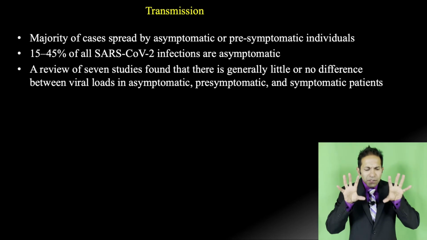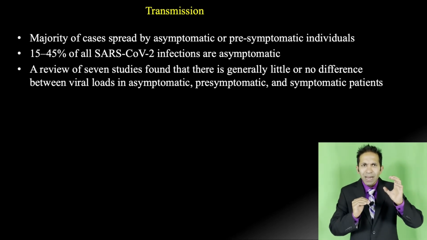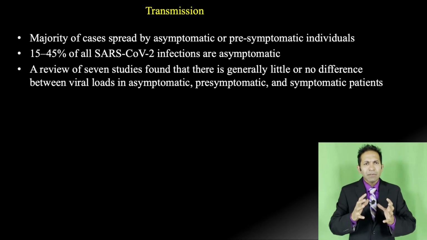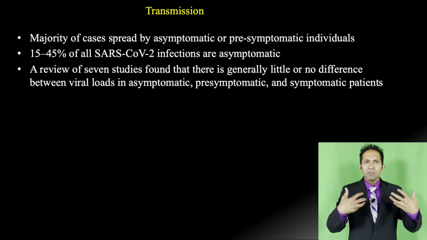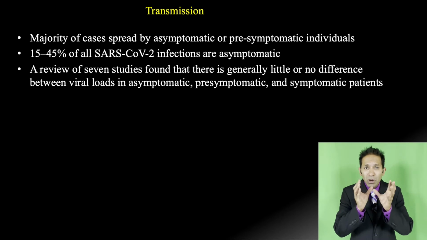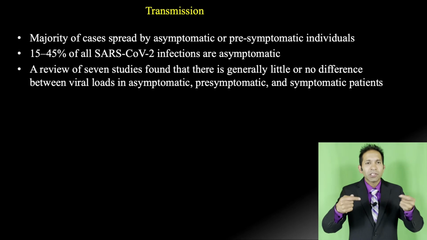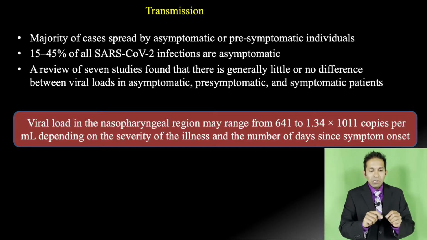A review of 7 studies has shown that there is little or no difference between viral load in asymptomatic, pre-symptomatic and symptomatic patients. But a few latest articles have shown the viral load is higher within 5 days of symptom onset, okay? So some studies have shown patients who are pre-symptomatic or asymptomatic are as contagious, as infectious, as patients who are symptomatic.